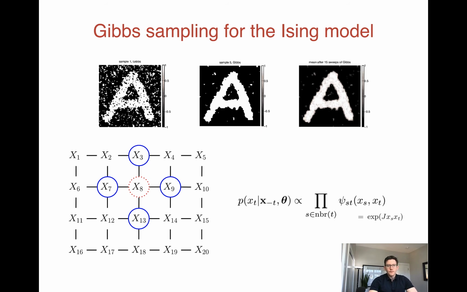Let's do an example. For example, let's use the Ising model. Recall that an Ising model is one where we have random variables in a grid like this, and this is a Markov random field. In the Ising model, we have potentials for every pair of variables that are neighbors in this grid. So for example, we have a potential over x4 and x5.